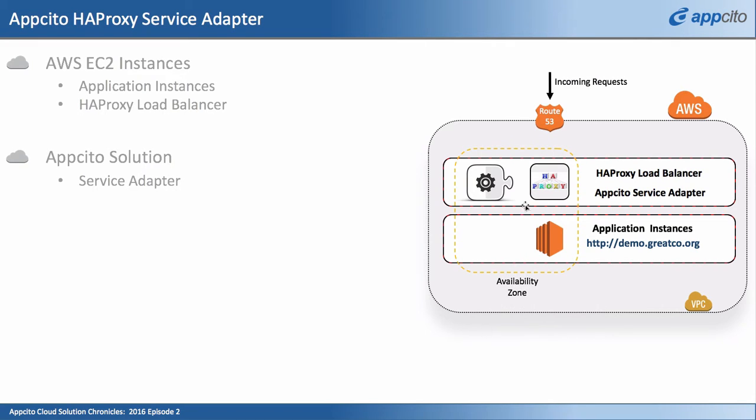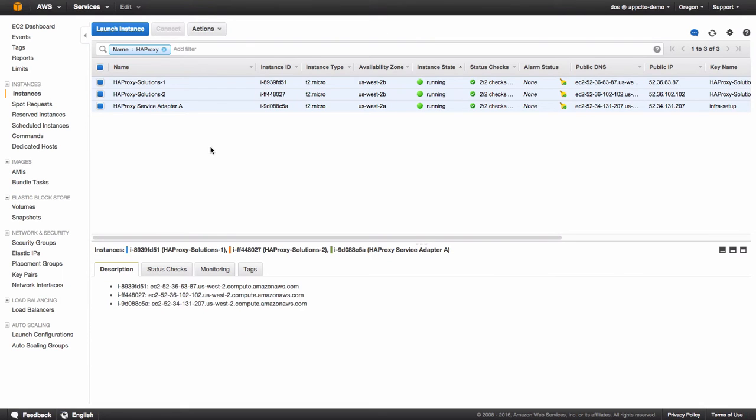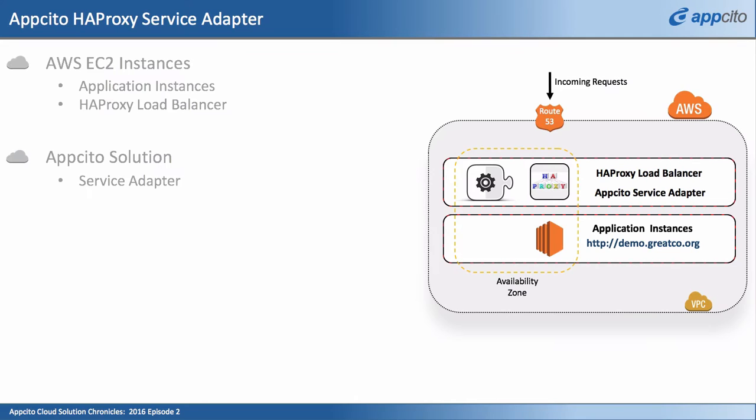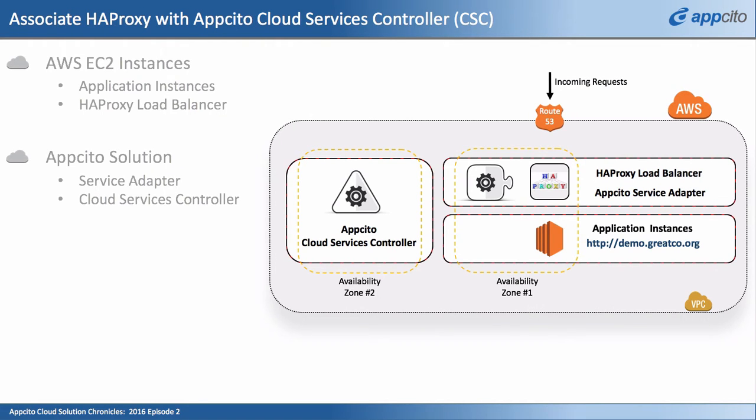It's essentially an agent that can sit next to the HAProxy, or it can sit in another cloud altogether. And what we'll show you here is the running instances within the AWS cloud. So I've got two HAProxys running, Solutions 1 and Solutions 2, as well as the Appcito Service Adapter A, which are all in an up and running state. So how we associate these together is by introducing an application within the Appcito Cloud Services Controller.